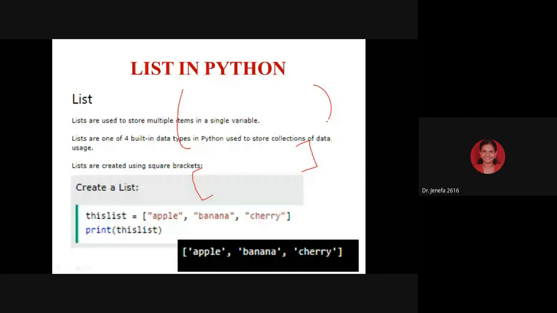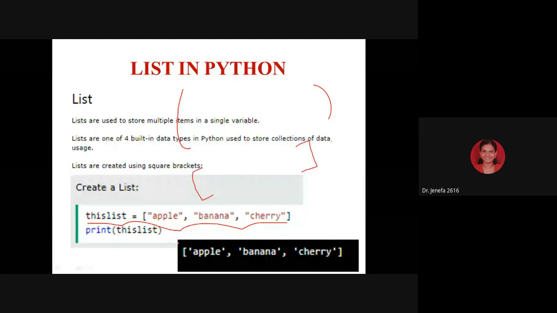So how can we create a list? That is, this list equals, and we are assigning some values. What are the values? Apple, banana, and cherry. These are the values that we have assigned to the variable this list, and then we are just printing it out. So how can we print a list? That is print of this list.